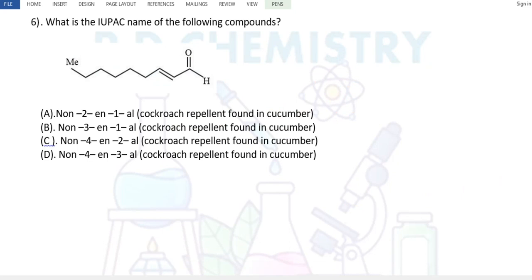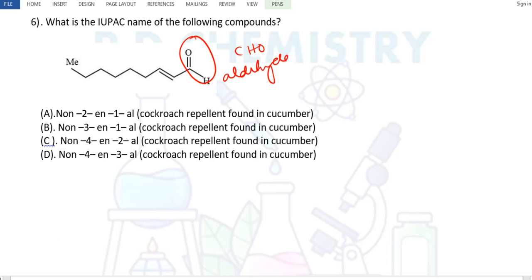Question number 6. IUPAC name of the following compound. Now identify the compound. The compound has a double bond. The compound has a CHO group. That means it is an aldehyde, ending with -al, correct.